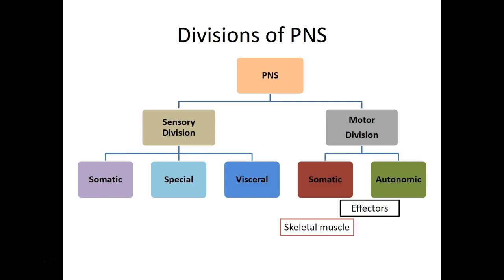Right, so here, if we look at the motor division, we have the somatic, which is skeletal muscle. Autonomic is going to be more of those things that we don't have conscious control over: glands, smooth muscle, cardiac muscle.